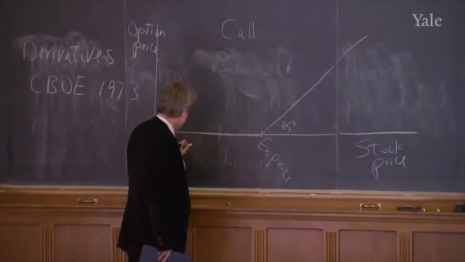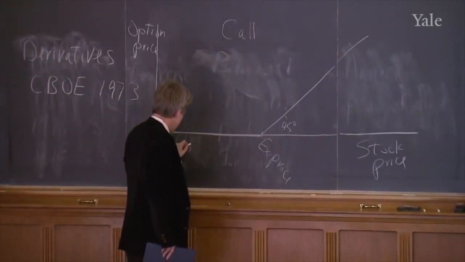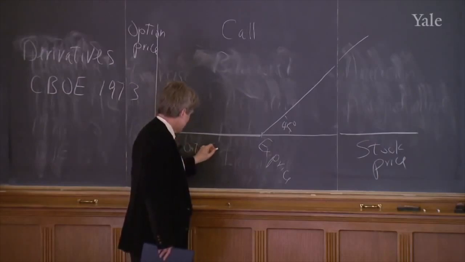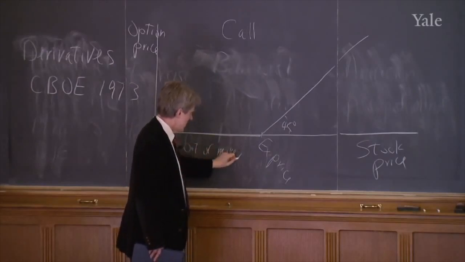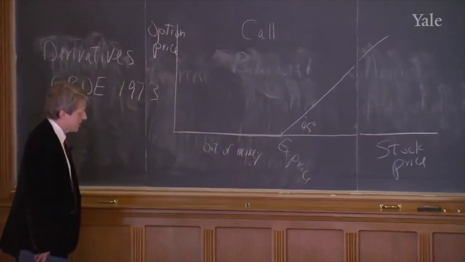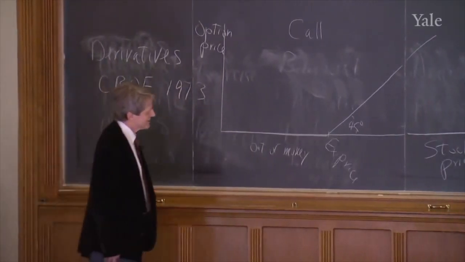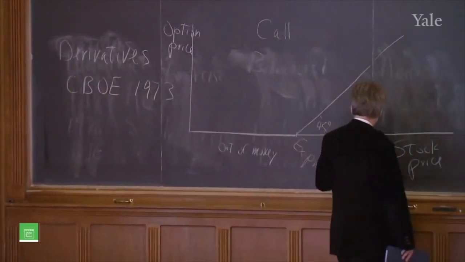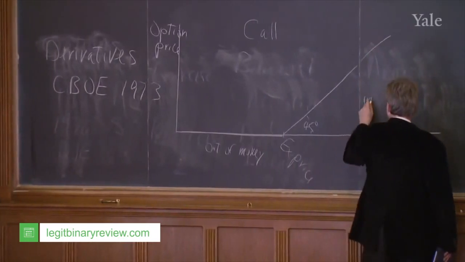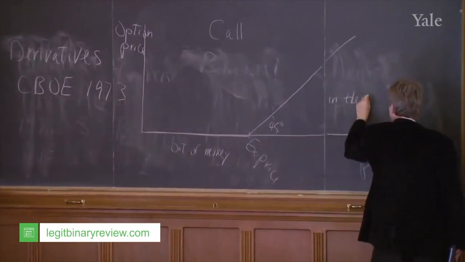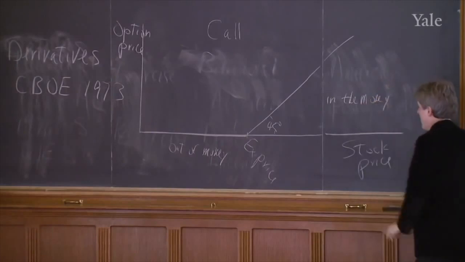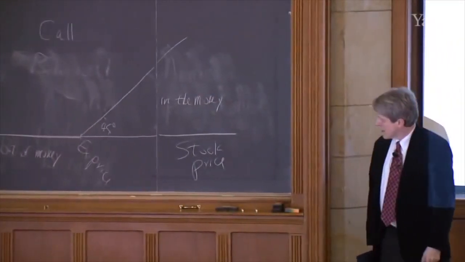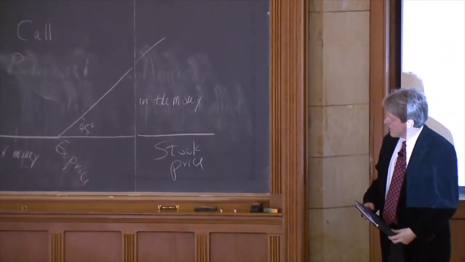So this region, we say, is out of the money. The option is out of the money when its price for a call is less than the exercise price. Here, it's in the money. I'll put it up here, in the money. And then, on the exercise date, it will always equal the stock price minus the exercise price.